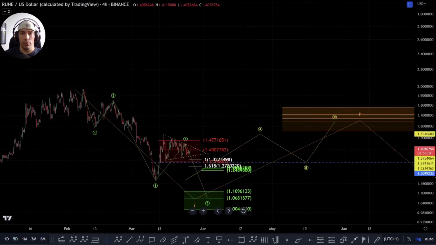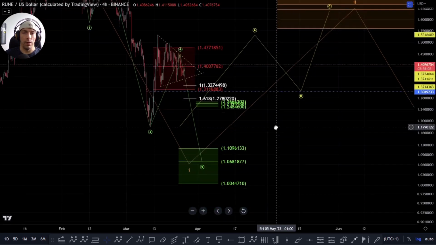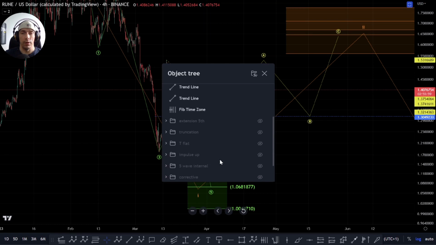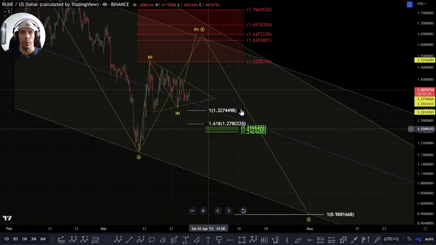So it's really crucial that we start to break up to the upside here. Failing to do so is going to indicate to me that we're going to see some continuations and so it's more sell-off to the downside with this move. So we just need to be aware of that.